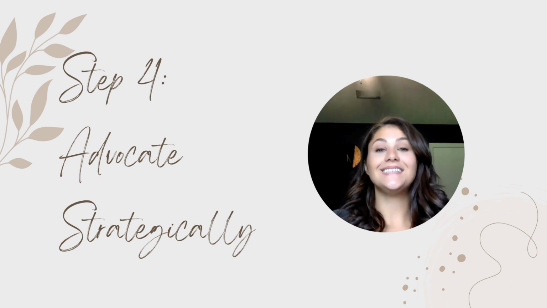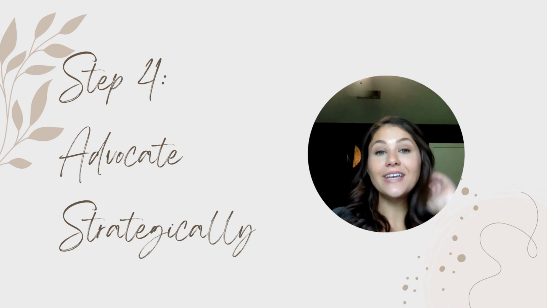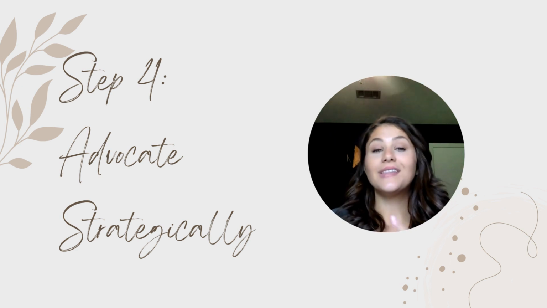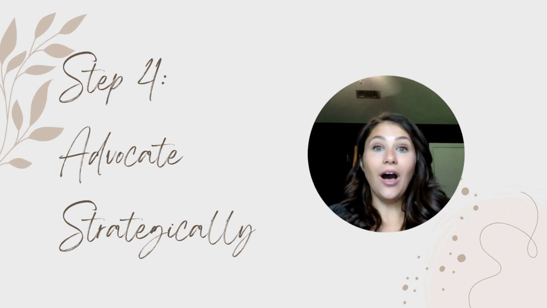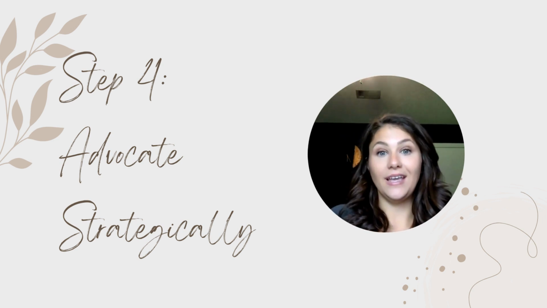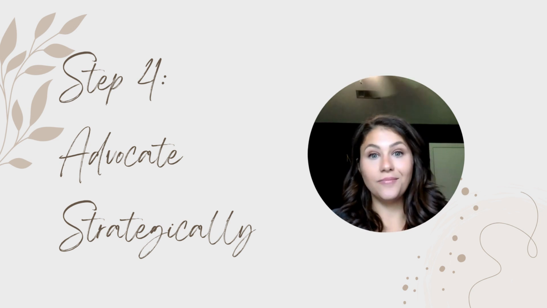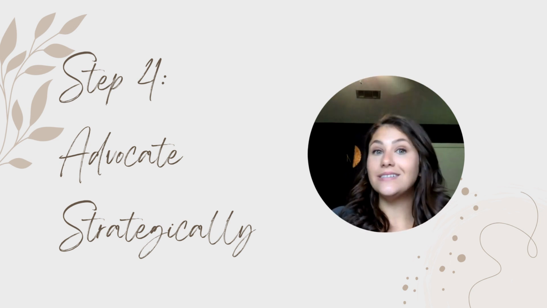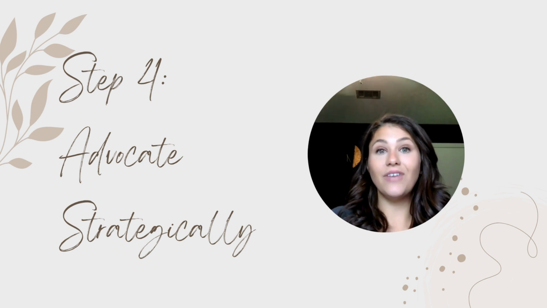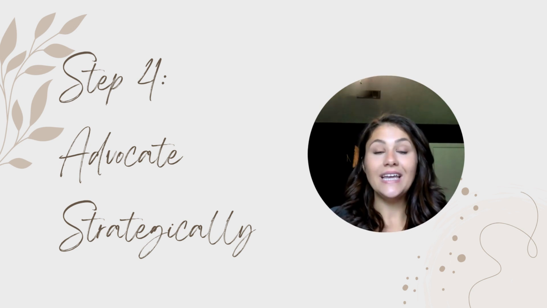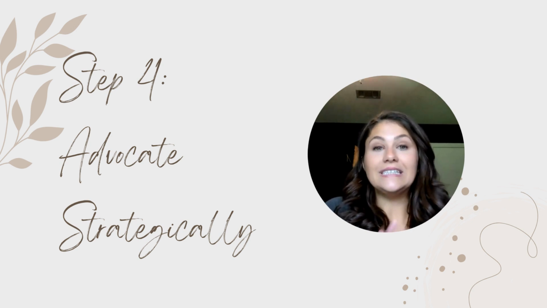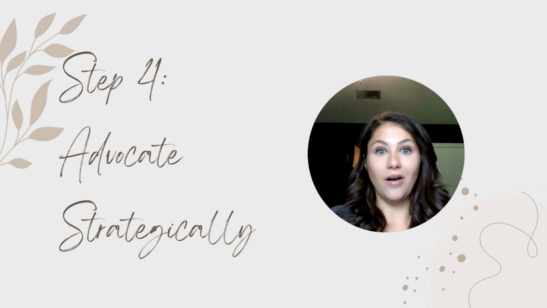And last but not least is step four, which is to advocate strategically. This is where it all comes together, and steps 1 through 3 really help you when you're in the IEP meeting and you're trying to advocate for your child. Advocacy does not have to mean conflict. And in fact, when you're coming in having prepared with steps 1 through 3, you feel much more confident instead of feeling like there will be conflict.